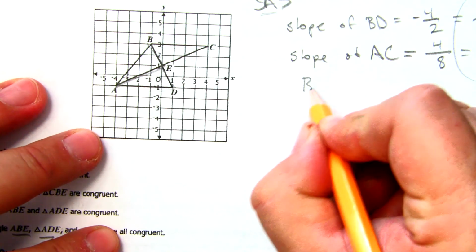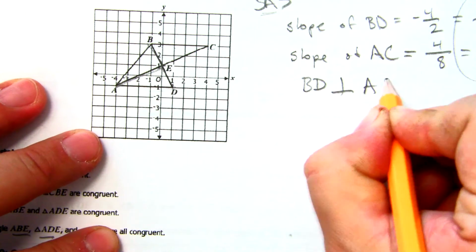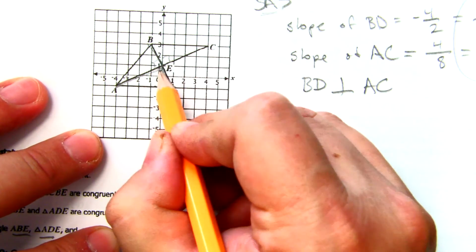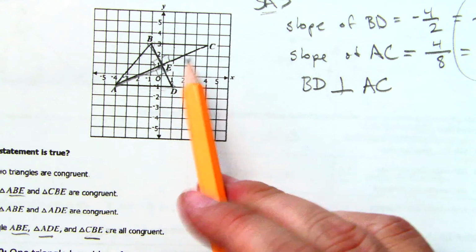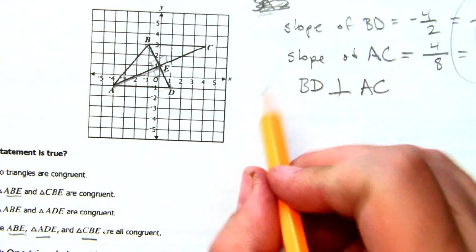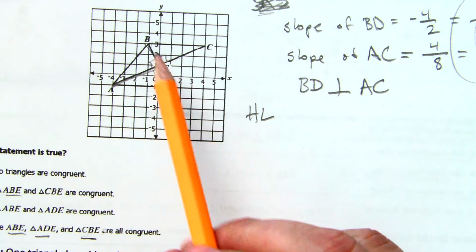So BD is perpendicular to AC. That means that these are all right angles. So I've got angles, all right. What can I use? Well, with right, oh, you know what? Actually, I won't use SAS. I'll use HL. That'll be even easier.